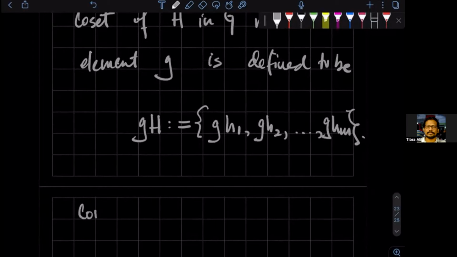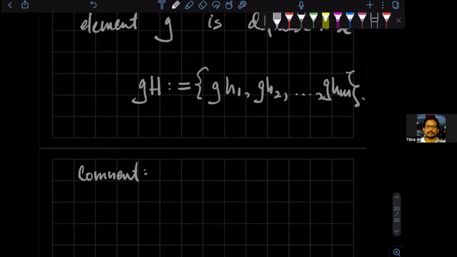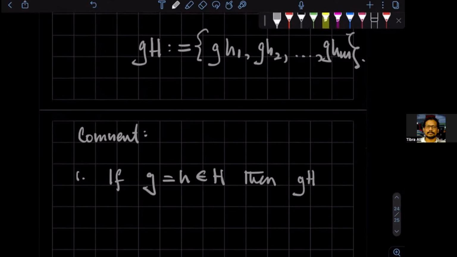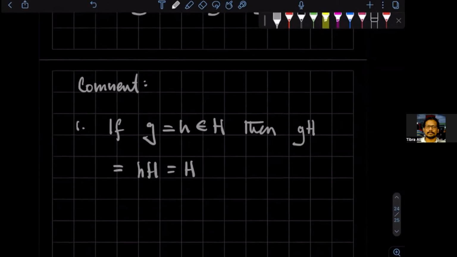One quick comment is that you can verify easily that, comment number one, if you pick g to be an element in the subgroup H itself, then the coset that you construct, gH, is actually equal to H. So in that case, the coset is the subgroup. Okay, so that's comment number one.